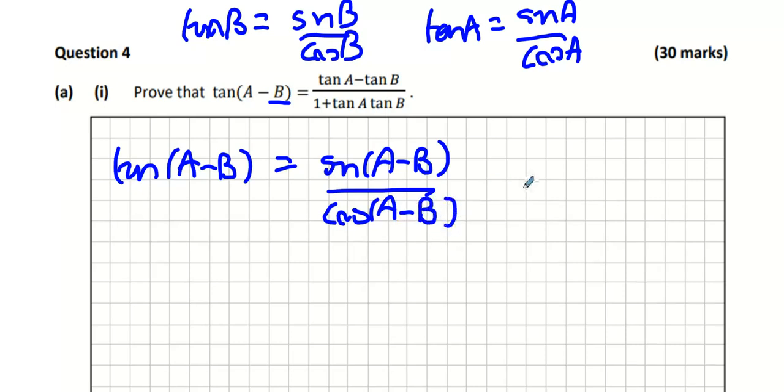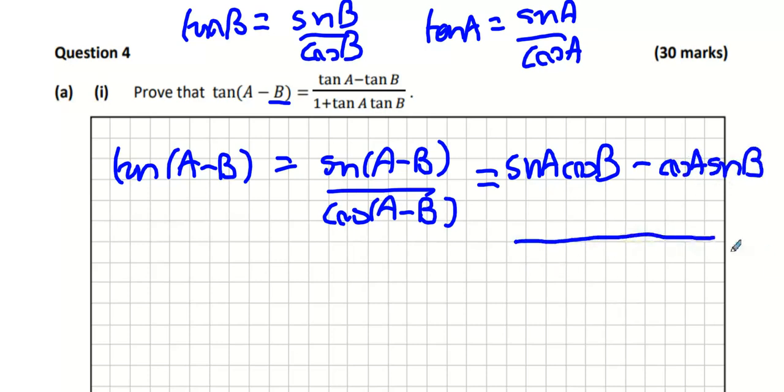Now, once again, I'm going to go to your tables on page 14, and I'm going to look for the expansion of sine(A - B). Sine(A - B) equals sine A cos B minus cos A sine B. Now, I remember back in the day when I was doing my own Leaving Cert, I'll do cos(A - B) first. So it's going to be cos A cos B plus sine A sine B.